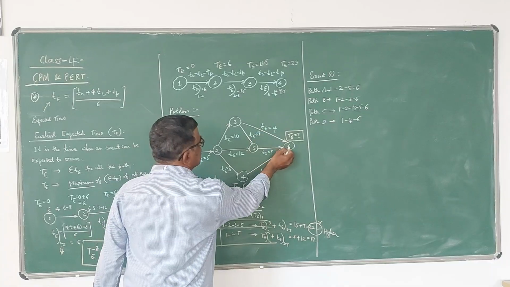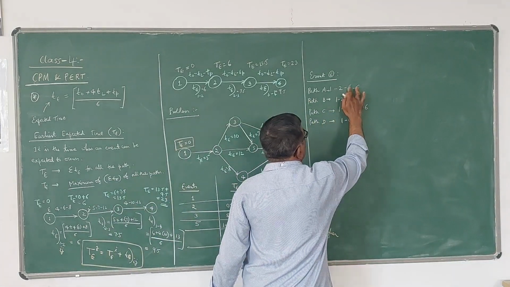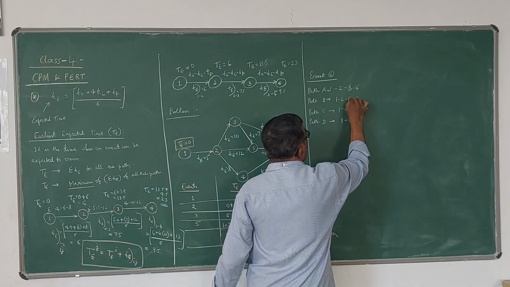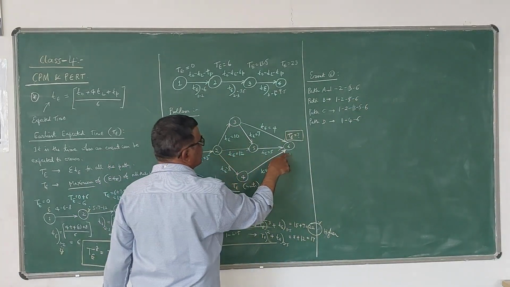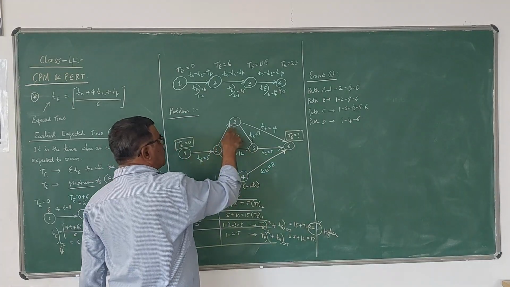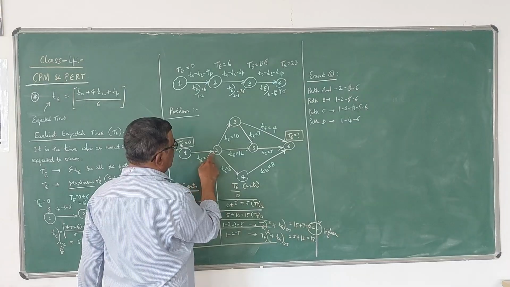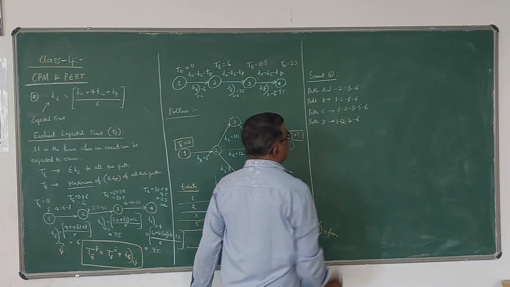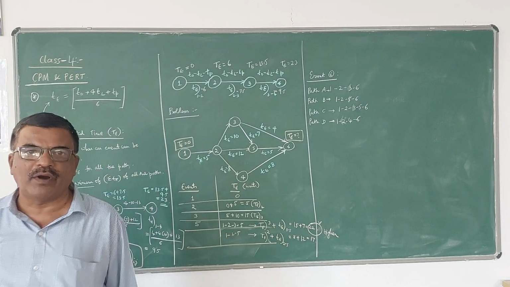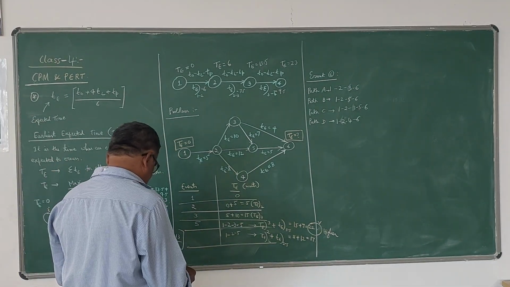1, 2, 3, 6, first one. Let us come in the order. 1, 2, 3, 6 is the first path, 1, 2, 5, 6 is the second path, 1, 2, 3, 5, 6 is the third path, then 1, 2, 4, 6. Yes. These are the 4 paths leading from event 1 to event 6.